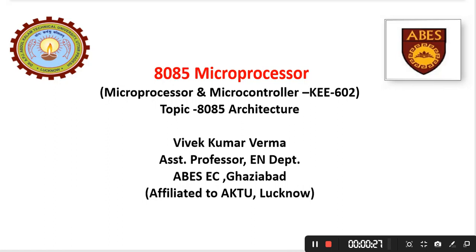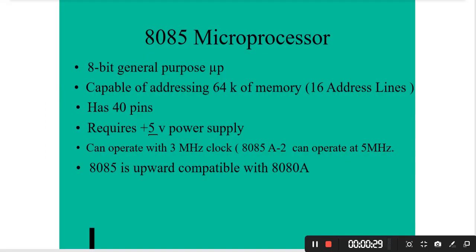First of all, we will discuss what are the features of the 8085 microprocessor. The 8085 microprocessor is an 8-bit processor, meaning it can process 8-bit data at a time. It can address 64 kilobytes of memory with the help of a 16-bit address line, and the 8085 has a 40-pin IC, and it requires a 5-volt power supply to operate.